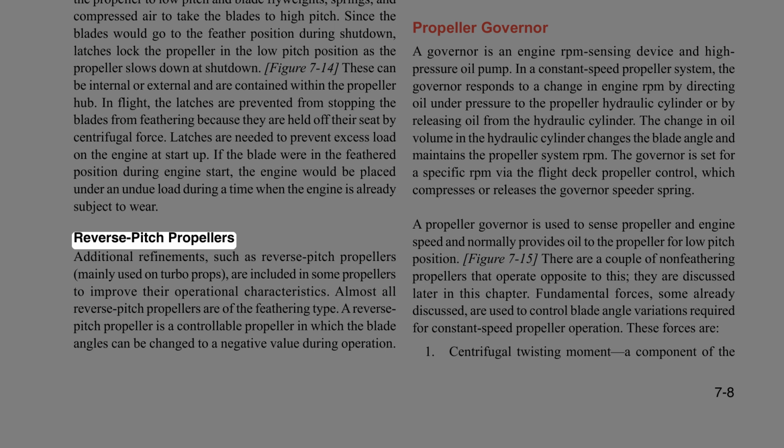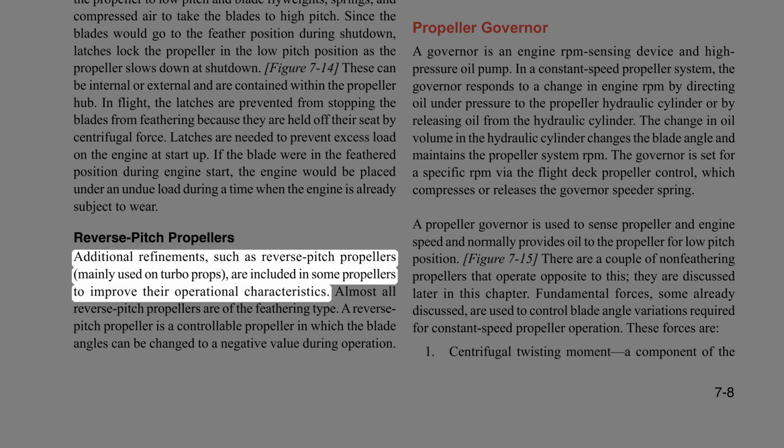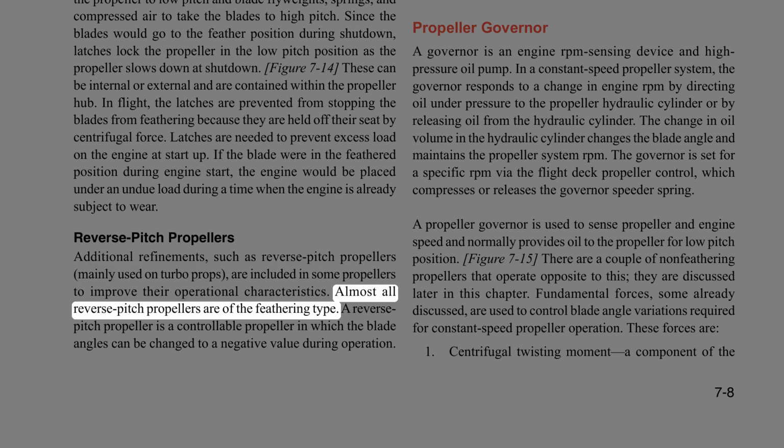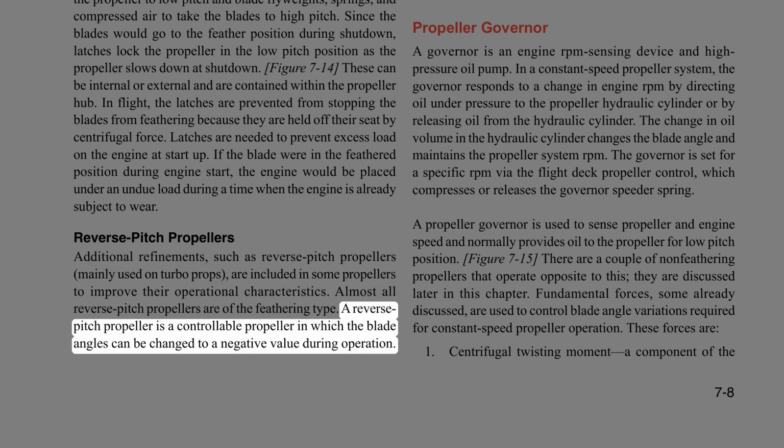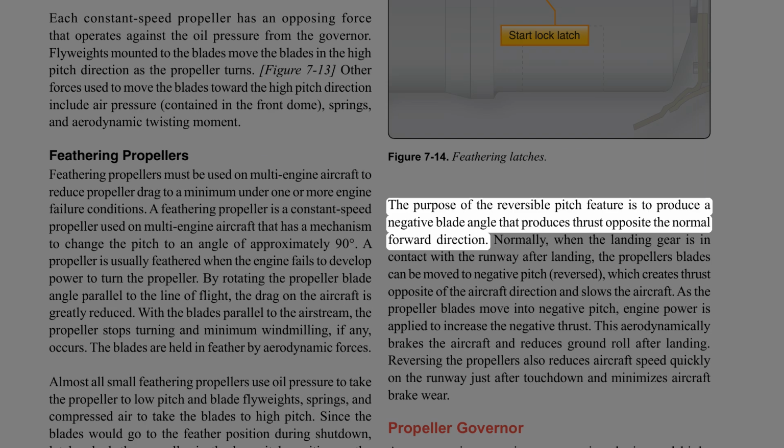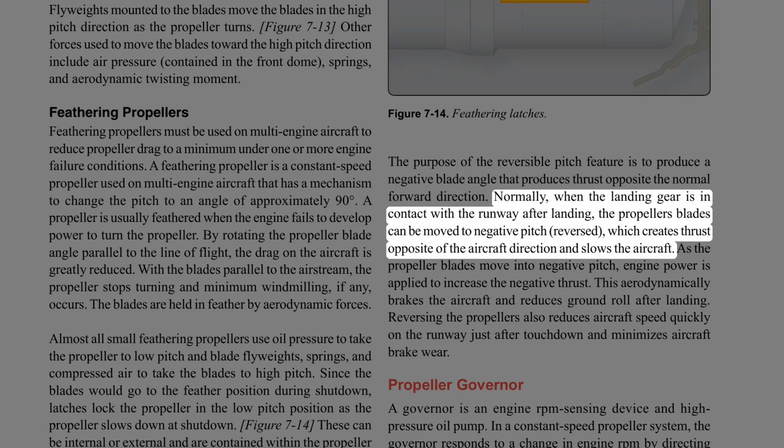Reverse pitch propellers. Additional refinements, such as reverse pitch propellers, mainly used on turboprops, are included in some propellers to improve their operational characteristics. Almost all reverse pitch propellers are of the feathering type. A reverse pitch propeller is a controllable propeller in which the blade angles can be changed to a negative value during operation. The purpose of the reversible pitch feature is to produce a negative blade angle that produces thrust opposite the normal forward direction. Normally, when the landing gear is in contact with the runway after landing, the propeller's blades can be moved to negative pitch, reversed, which creates thrust opposite of the aircraft direction and slows the aircraft.